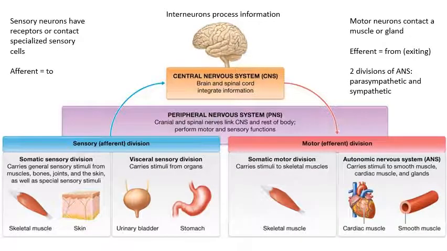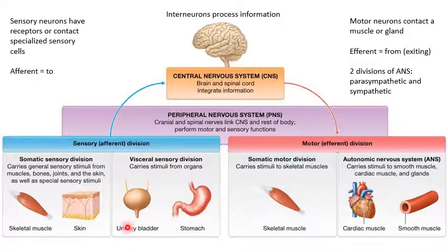So before we get into the autonomic nervous system specifically, we'll just do a general review of the layout of the peripheral nervous system. Again, the peripheral nervous system is the cranial and spinal nerves in the body, and it's divided into the sensory division and the motor division. The sensory division is all of the information coming from sensory receptors and traveling into the central nervous system, and the motor division is all of the motor commands coming from the central nervous system and traveling out to the muscles and glands of the body.